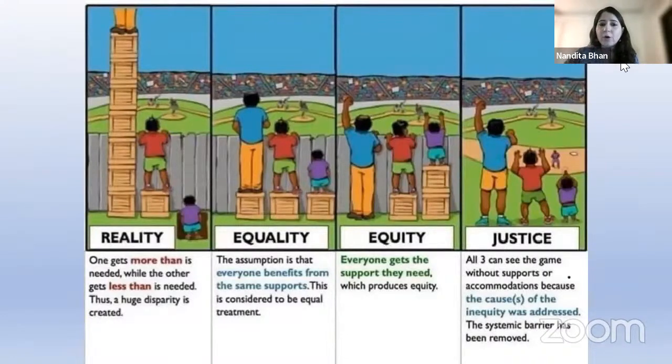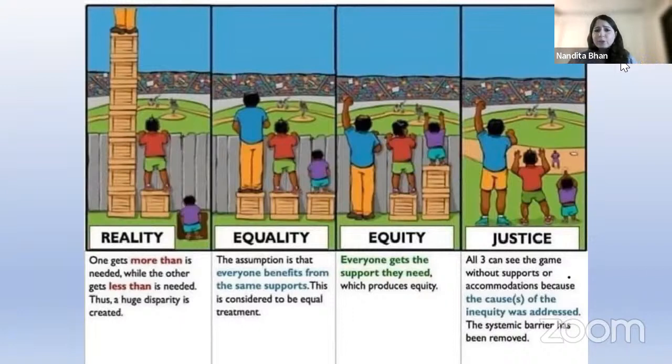But if we start talking about panel two, which is equality, everybody has got an equal bench. So irrespective of where they start from, they are all getting the same bench, the same width, in a sense. So unfortunately, for somebody who is at the lowest end of the spectrum, getting this equal is not enough. It's not enough to bump this person up to be able to see the game. But the person who is at the highest end, the tallest person, doesn't need the same as the lowest person.